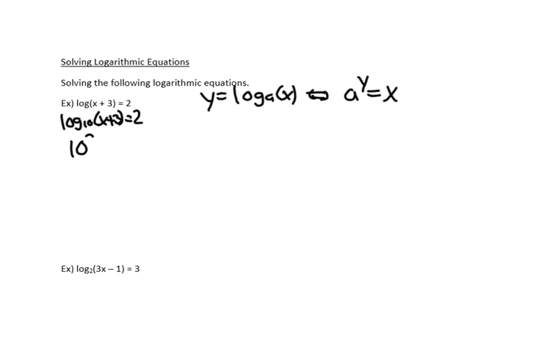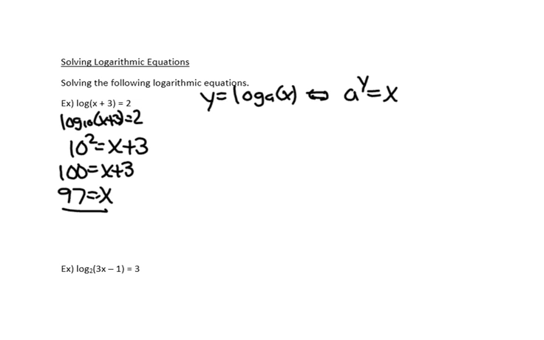So what? 10 squared equal to x plus 3. Well, we know 10 squared is 100. And if we subtract 3, we get an answer of 97. And we can check this. 97 plus 3 is 100, and we know 10 squared is equal to 100. So 97 is an acceptable solution.